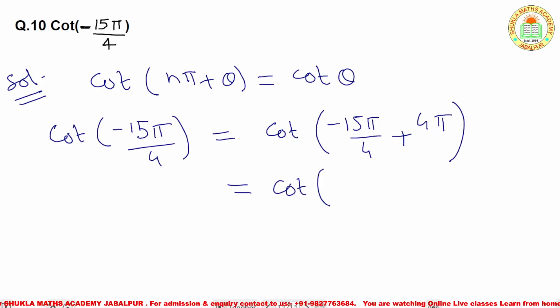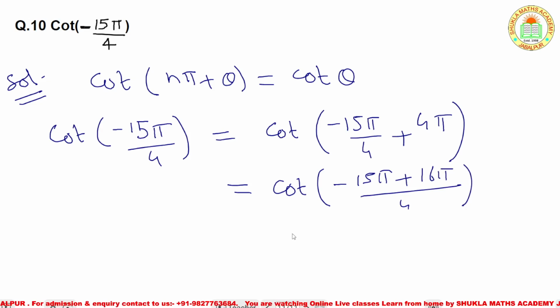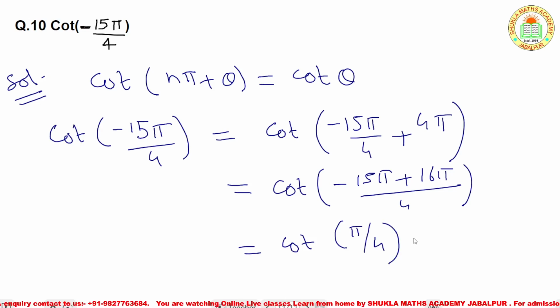So it is cot of minus 15 pi by 4 plus 4 pi. Take the LCM 4. So it is minus 15 plus 16 pi. So it becomes cot of pi by 4. And cot of pi by 4 is the reciprocal of tan of pi by 4, meaning 45 degrees. So it is 1. That is the value, 1. These are some basic concepts based on the trigonometric functions, right?